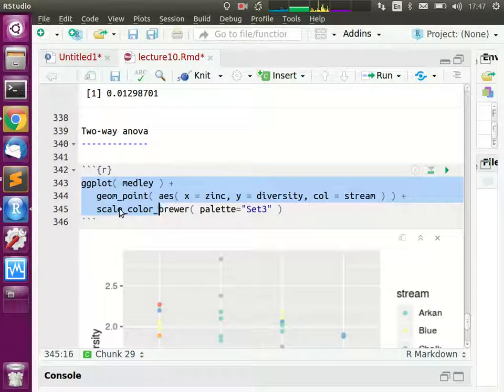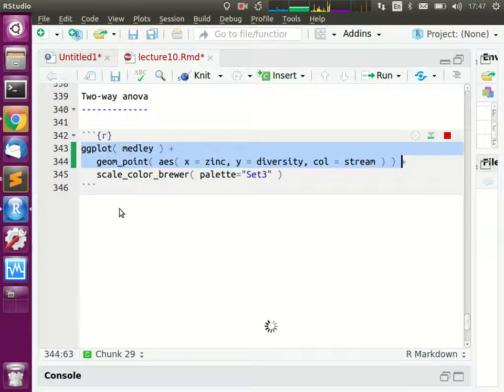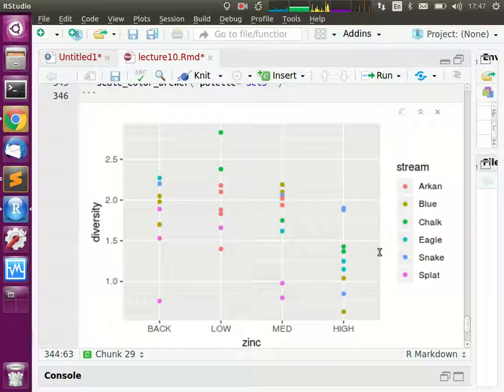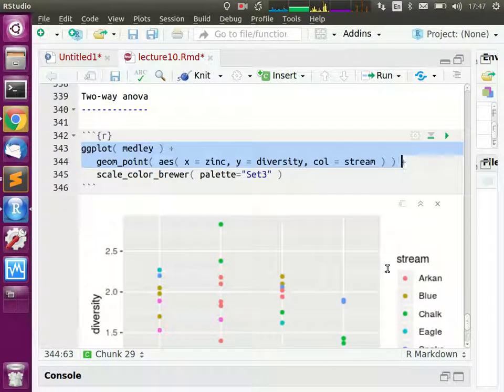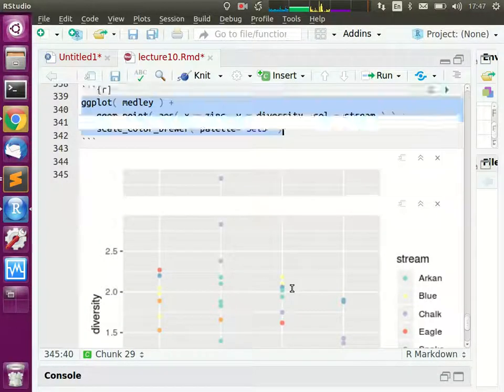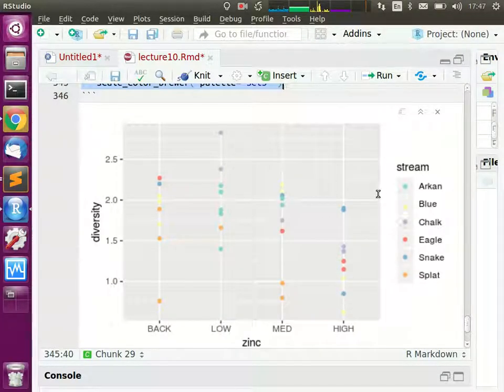Here is the plot we did last time, and now I just added the value color equals stream. And now we get these things. The other thing that I've added, if you ever do it yourself, I used another color palette which makes it a bit easier to distinguish these things. And what you can see now is there is indeed quite some difference between the streams.